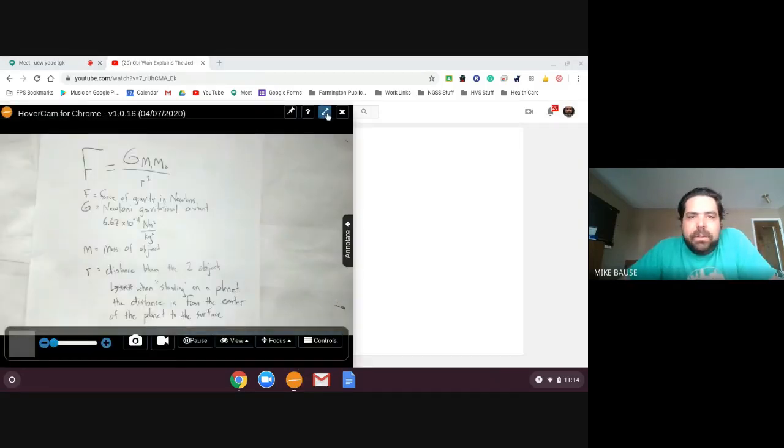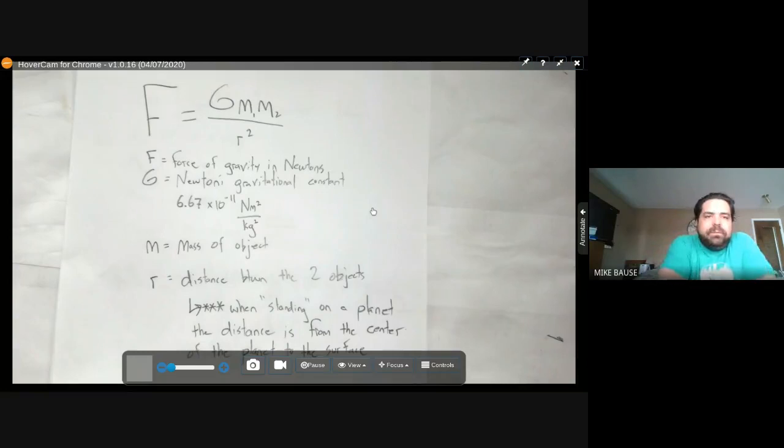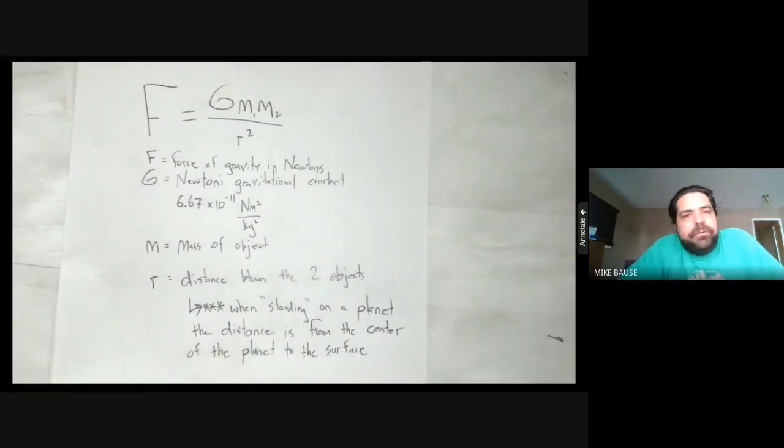All right. So back to this. So that's what the formula is trying to solve for, right? It's force of gravity. It's solving for newtons. Now, newtons is like the metric version of pounds, okay? So it's the gravitational force.